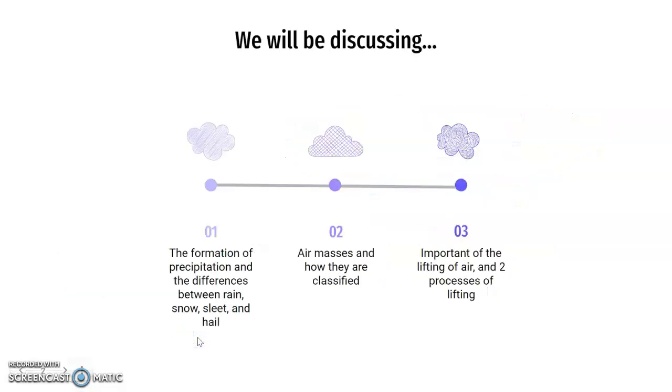Today we will talk about the formation of precipitation and the differences between rain, snow, sleet, and hail, air masses and how they are classified, as well as why Oklahoma is more susceptible to tornadoes, and then the importance of the lifting of air and two processes of the airlifting.